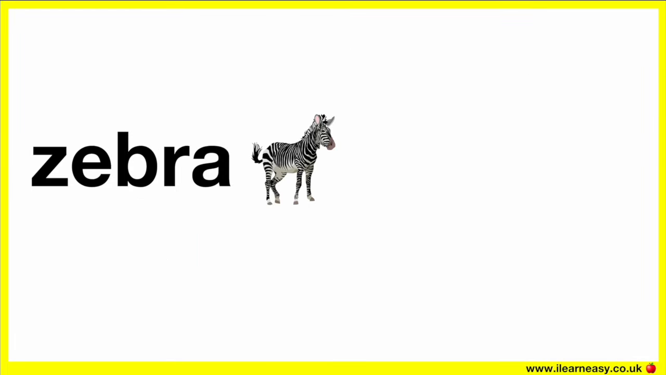Zebra. The letter Z is a consonant, the letter E is a vowel, the letter B is a consonant, the letter R is a consonant, and the letter A is a vowel. The word zebra has two vowels. Therefore, there are two syllables. Zebra.